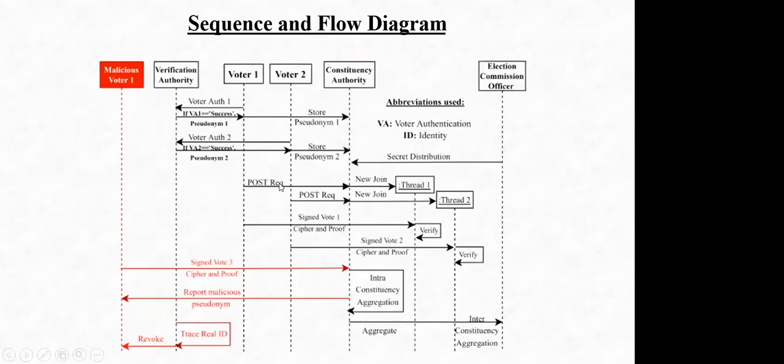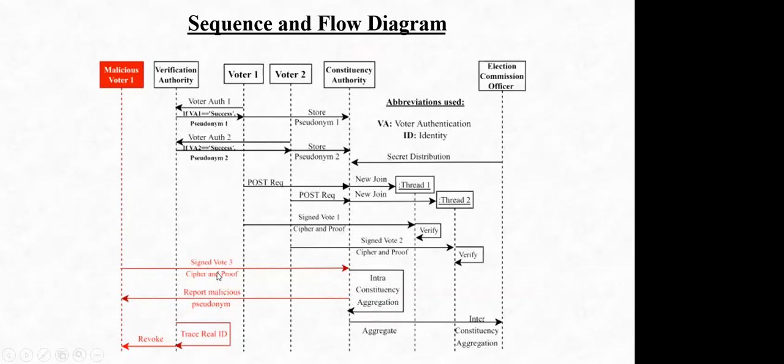Now it's time for the voters to post or upload their scores. This is accompanied by a signature. This is a signed score, and it is accompanied by that range proof also. This is verified. This other voter's score is also verified. If everything goes well, then they will be taken to the constituency for the intra-constituency aggregation.